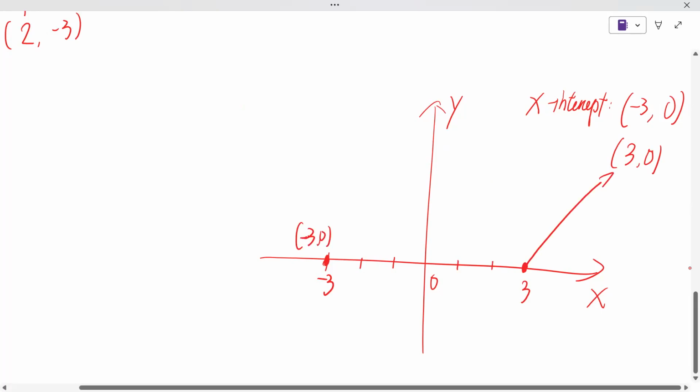And then the y-intercept means the x value equals 0. So let's say (0, -2) or (0, 2).